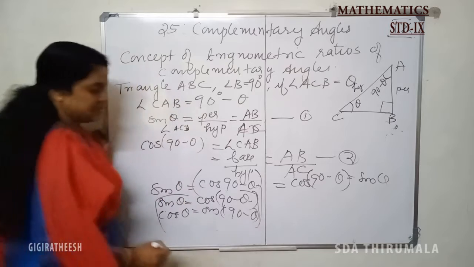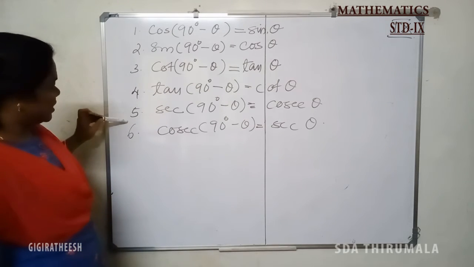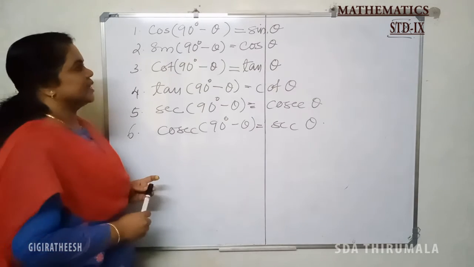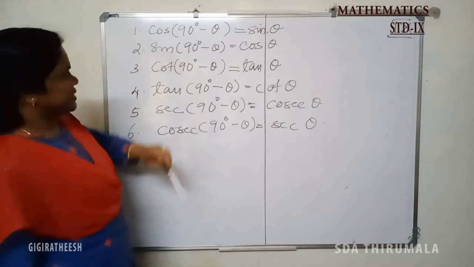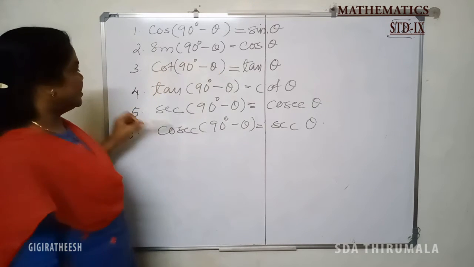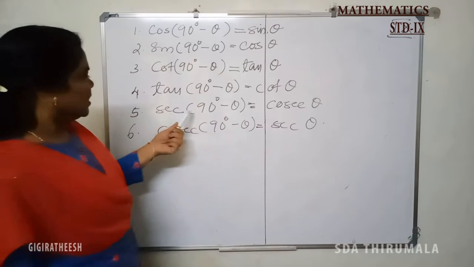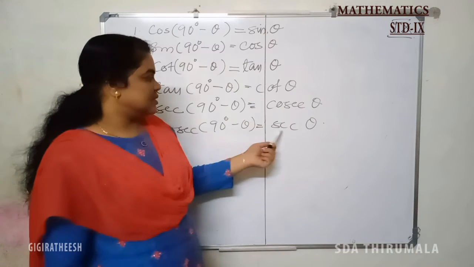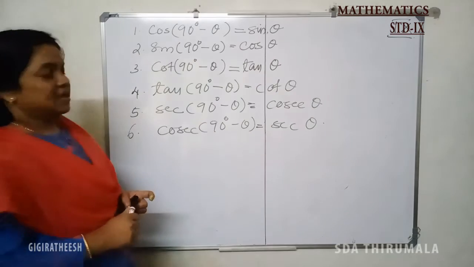With this concept, these are the six trigonometric ratios for complementary angles. First, cos 90 minus theta is equal to sin theta. Second, sin 90 minus theta is equal to cos theta. Third, cot 90 minus theta is equal to tan theta. Fourth, tan 90 minus theta is equal to cot theta. Fifth, sec 90 minus theta is equal to cosec theta. And cosec 90 minus theta is equal to sec theta. These are the trigonometrical ratios for complementary angles.